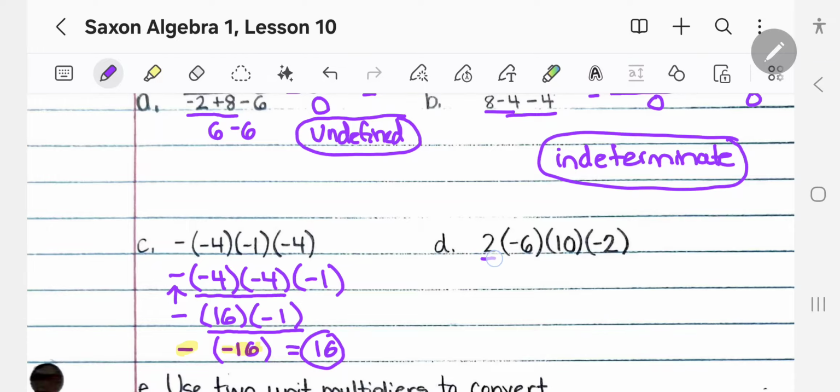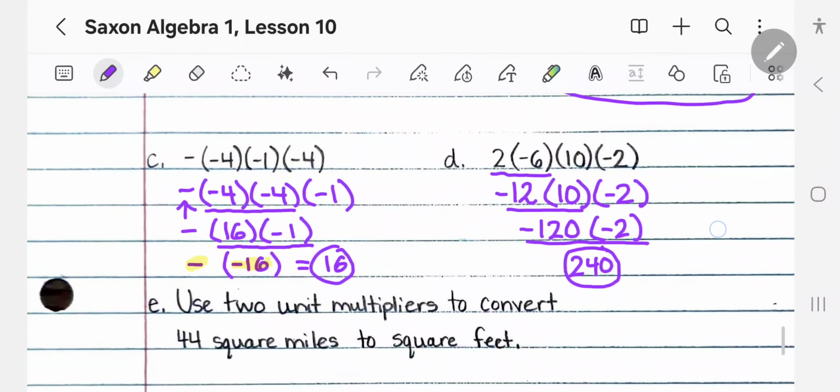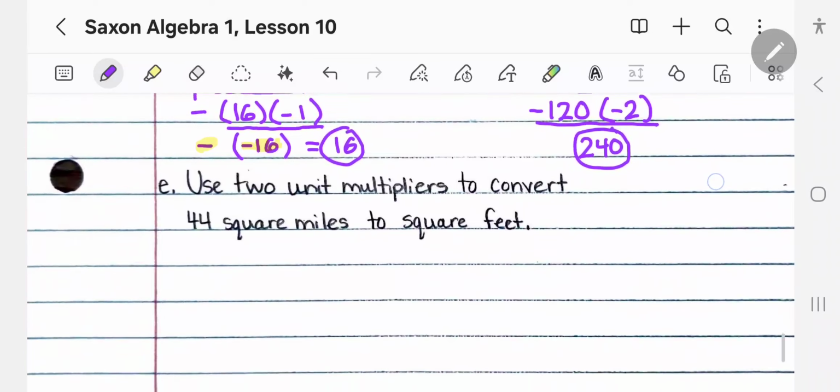Okay, here I'm just going to take it from left to right. This is going to be -12. Multiply these two, that's -120. Multiply these two, and that's +240. And again, you could change the order because of the commutative property.